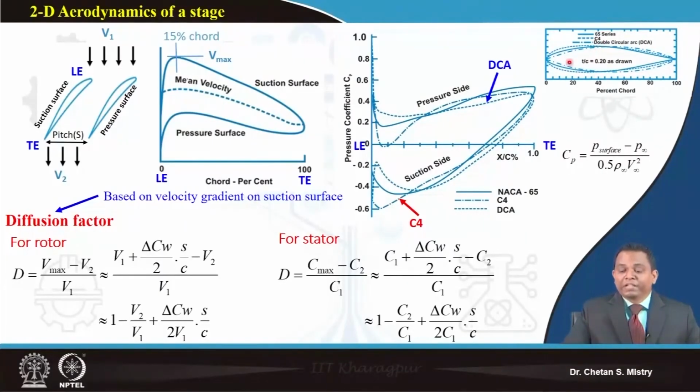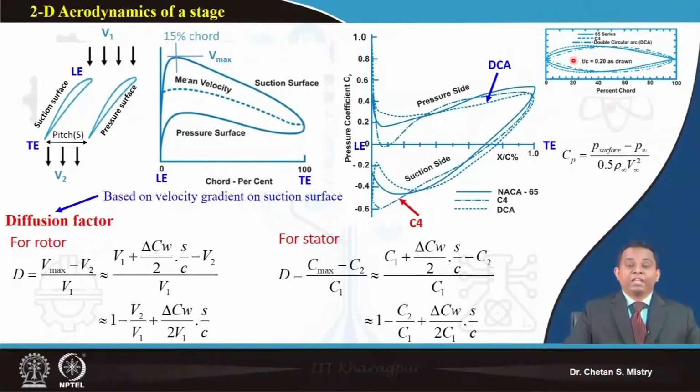If we look at the next, NACA 65, the leading edge shape is different, and on my suction surface and pressure surface, up to maximum thickness, I will have lower thickness compared to my C4 aerofoil. And if you look at DCA, double circular arc, you can see the leading edge is almost a sharp edge kind of configuration. It will have a small radius at the leading edge and a small radius at the trailing edge. So, this represents my DCA aerofoil.